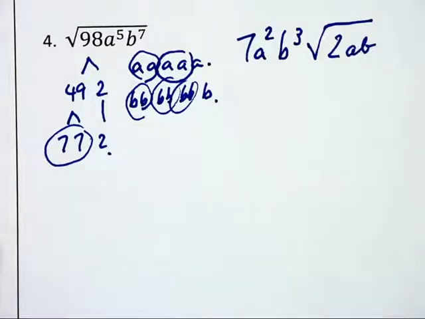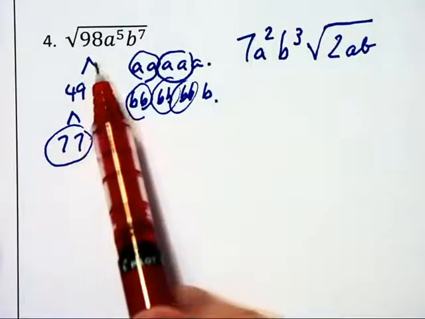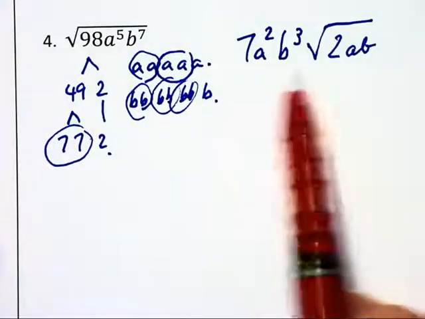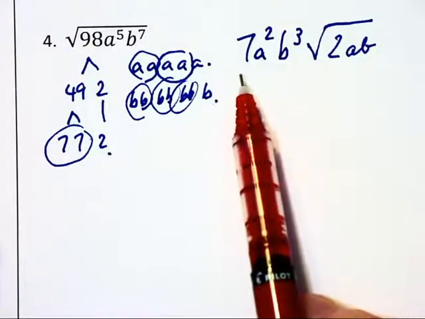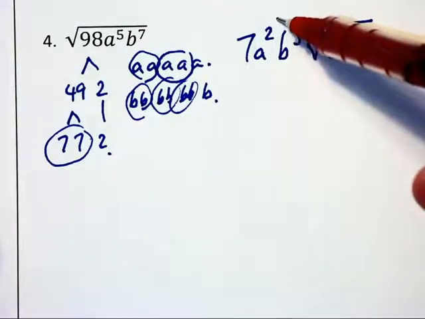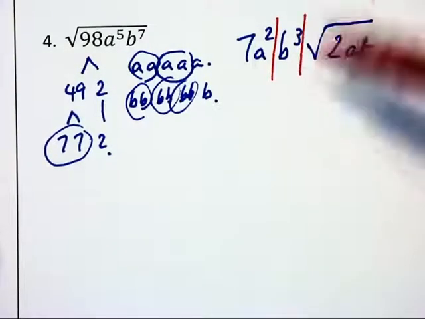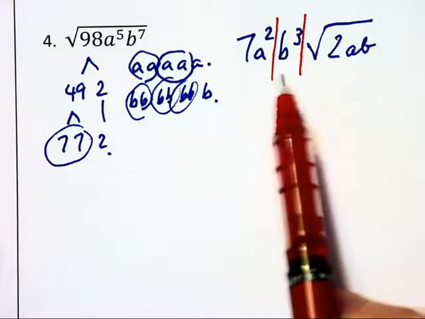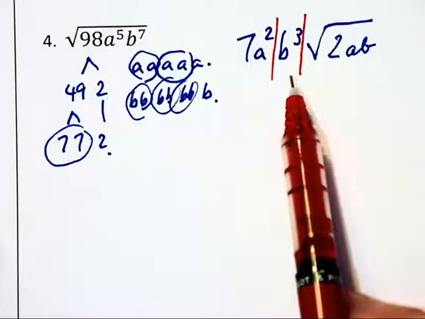Now, technically we've said that anytime you take a square root, whatever comes out must be positive. We know 7 is positive, we know a squared is because it's raised to the even power, and this b cubed we're not sure of, so technically we need absolute values around that b to the 3rd.